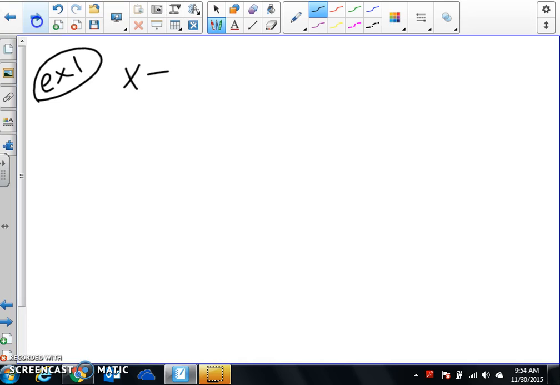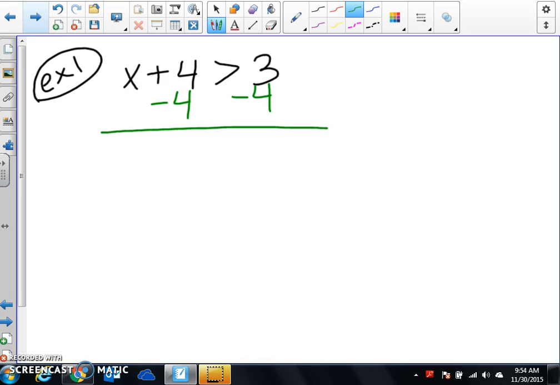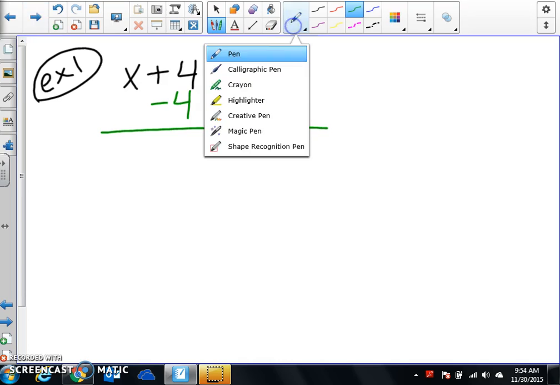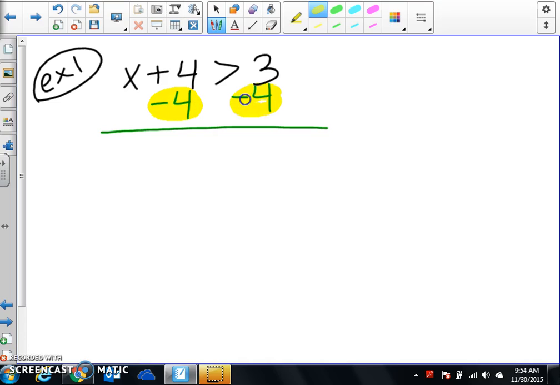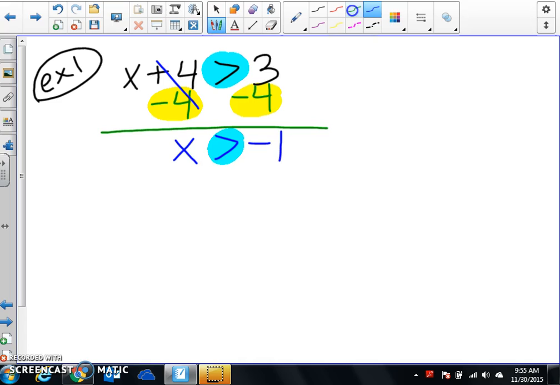Let's do x plus 4 is greater than 3. All right, so we have x plus 4. The opposite of adding 4 is subtracting 4. I draw my line, I stop. Now I ask myself, did I multiply or divide by a negative? No, I just subtracted. So I go down and I immediately keep my inequality. They should be identical because I did not multiply or divide by a negative. Those cancel, bring down my x. 3 minus 4 is a negative 1.